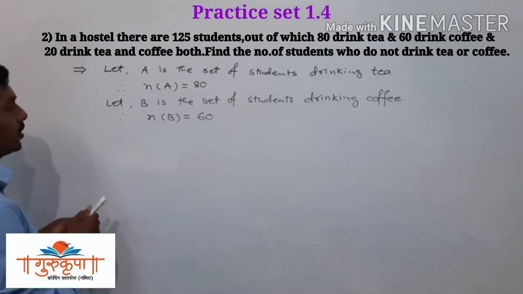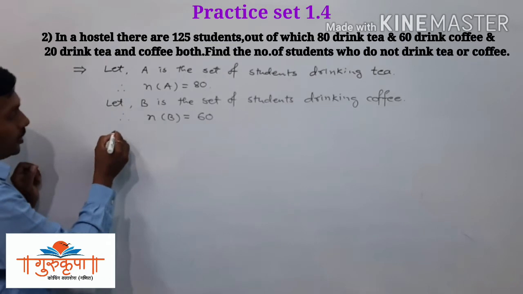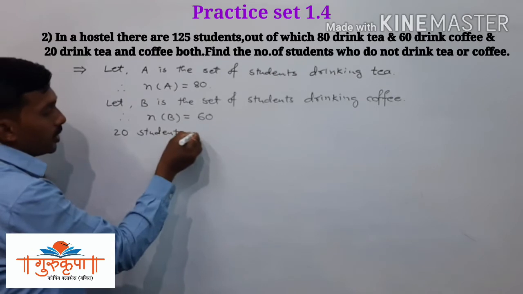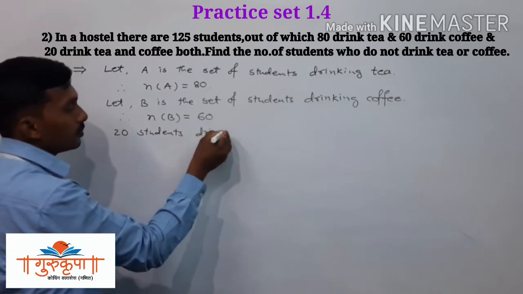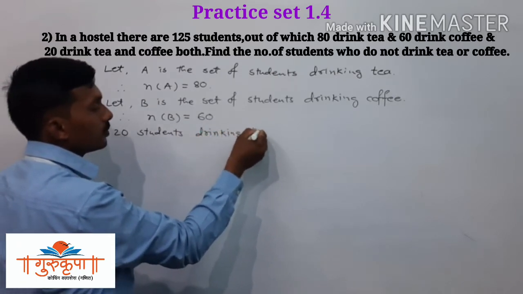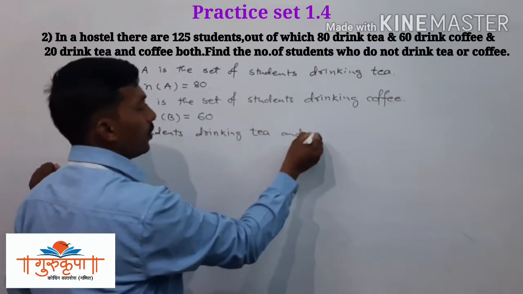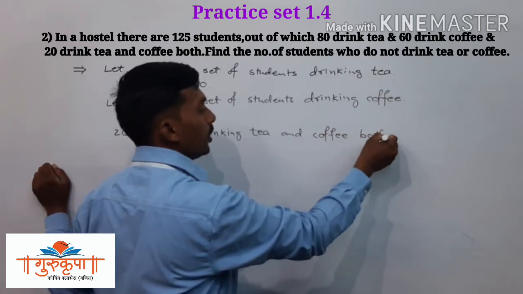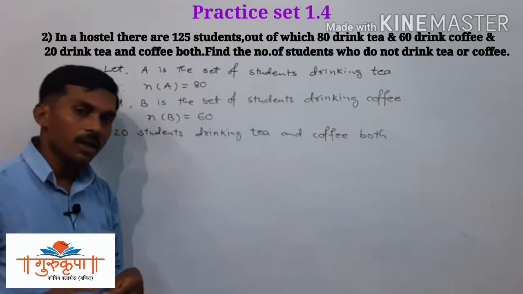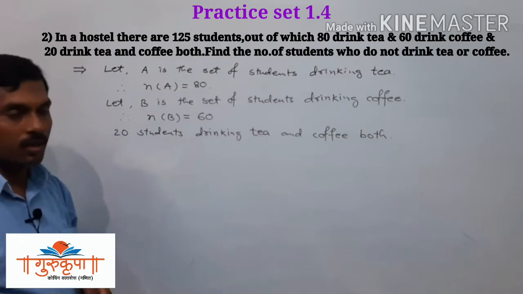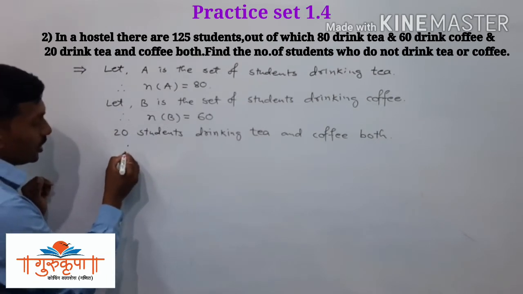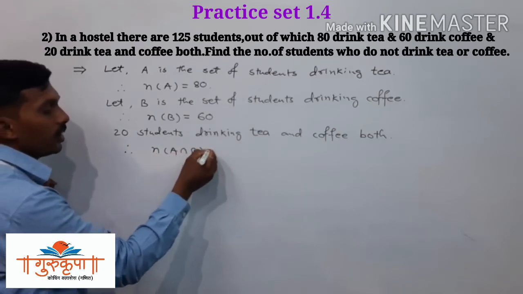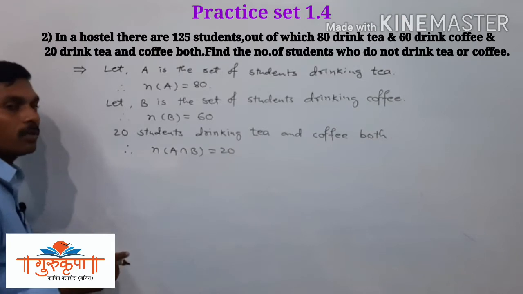So here we will write 20 students drinking tea and coffee both. 20 students drinking tea and coffee, both the drinks. So here you can represent that set by A intersection B. So number of A intersection B is equal to 20.